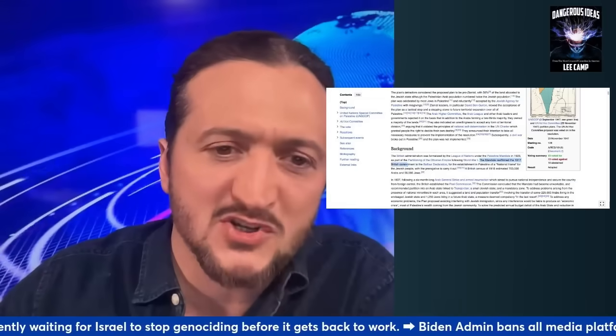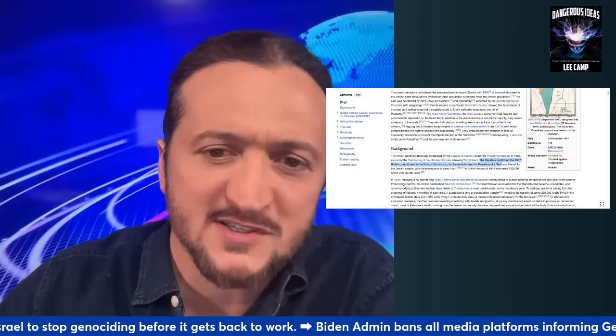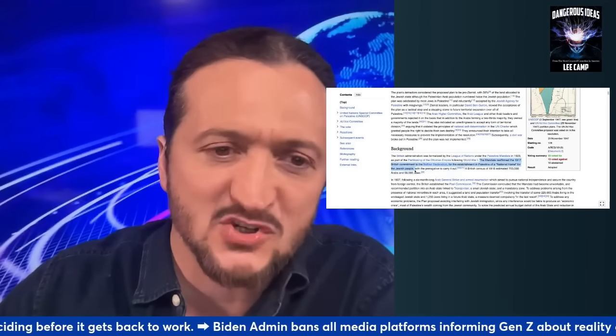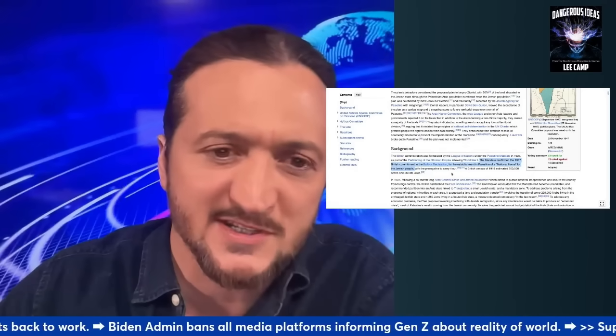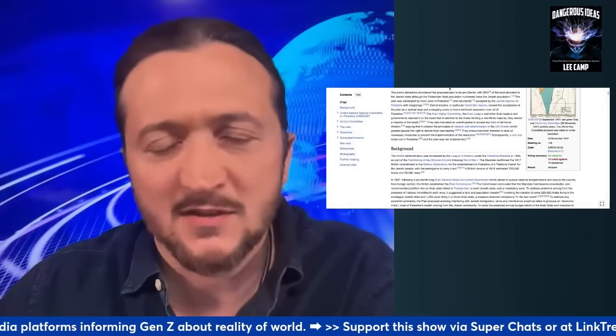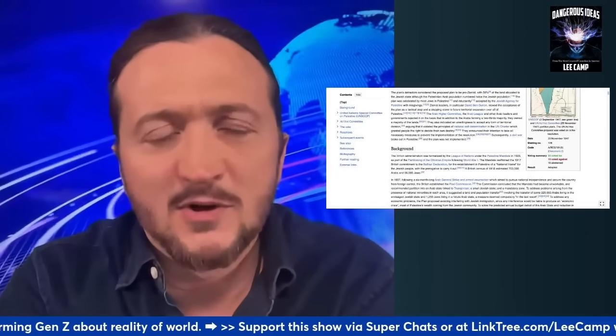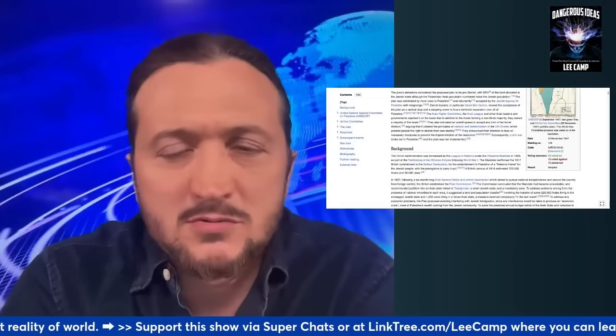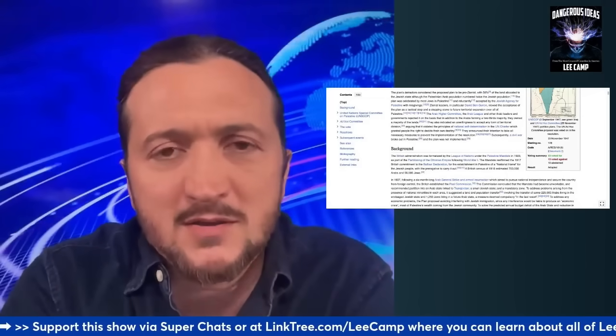Mandate reaffirmed the British commitment to the Balfour Declaration for the establishment of a national home for the Jewish people.